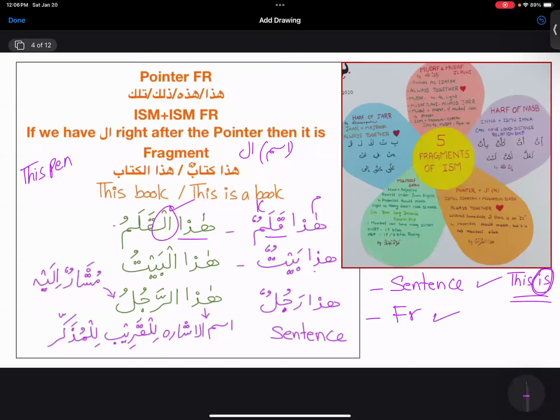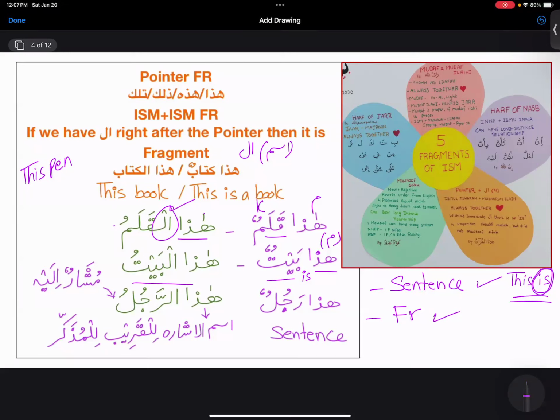Another example: hada baitun. Translation? Haza, this is a house. So where is my "is"? Over here, in between. Why? Because haza is an ism. So basically, this is jumla ismiya, right? And haza can be rafa, even though it is not showing us, right? So haza is my mubtada. It is always going to be mubtada when it does not have al after it. So haza is my mubtada, baitun is my khabar.